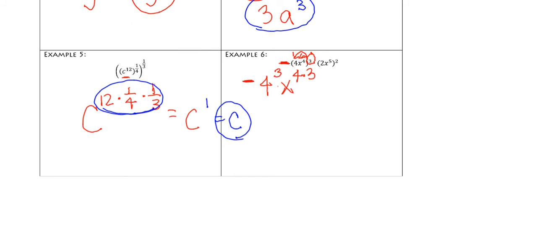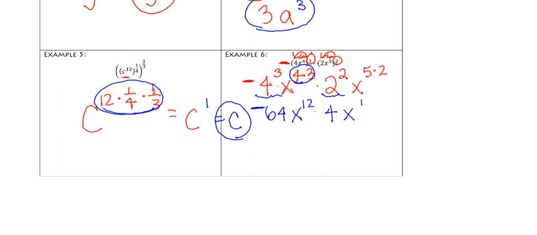All of this is being multiplied together. The 2 out here will go to the coefficient of 2, so 2 squared. The 2 will also go to the x, so that exponent is 5 times 2. All right, so change the colors. Negative is just going to stay with the problem. 4 cubed is 64. Our exponent for the x, 4 times 3 is 12. 2 squared is 4, and x to the 10th power.